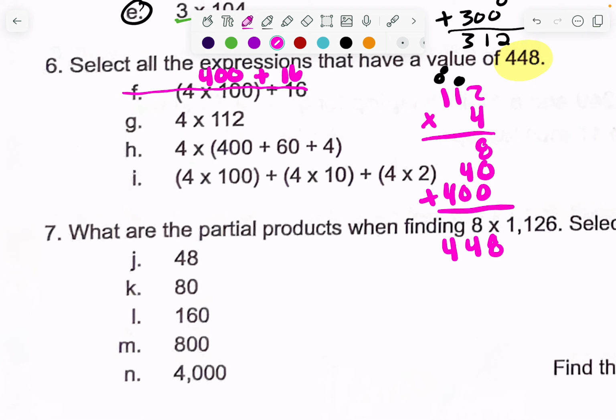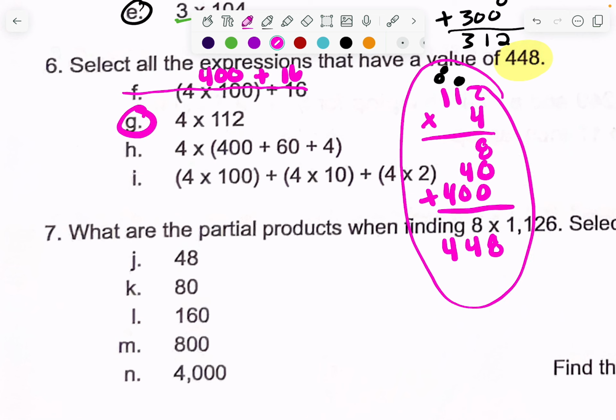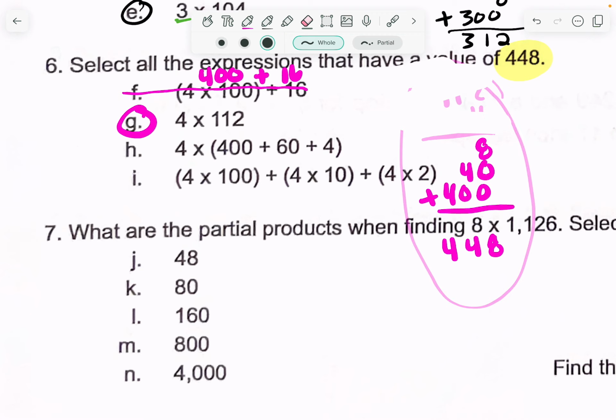See, if I would have just been like, oh, well, I don't know it, so I'm going to cross it off, I would have gotten it wrong. But because I decided to try it and show my work, I ended up getting it right. So, G, that is correct because my value is 448. Absolutely.